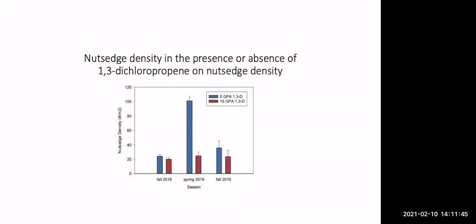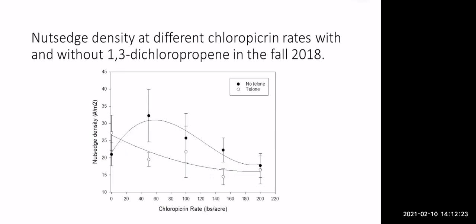The first graph I want to show you has fall 2018, spring 2019, and then fall 2019. And we're looking at the nutsedge density, which is again the number per square meter. In every season, you tended to have more nutsedge where we did not have telone applied in the plots. It was only significant, however, in the spring 2019, where you see the blue bar, which represents no telone. You can see it's significantly higher than the red bars, which are 15 gallons per acre of telone, or 1,3-D.